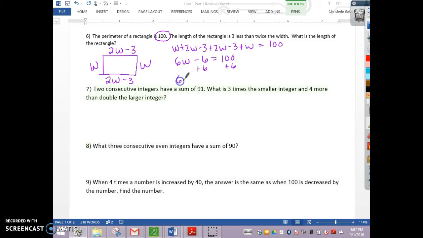Add 6 to both sides, we get 6w is 106, and if we divide both sides by 6, we get 17 2/3, so 17.67 about. Okay, they actually didn't ask us for the width, they asked us for the length. So we need to plug that number back in.